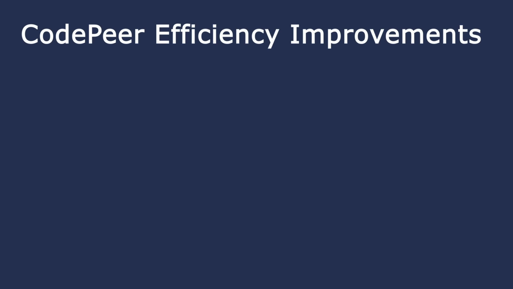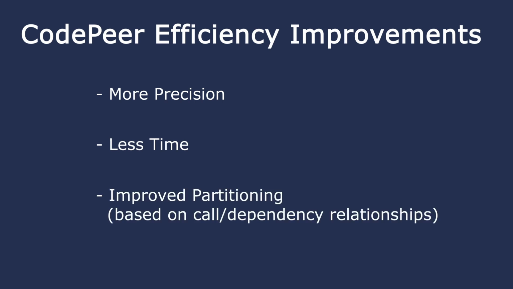CodePeer 19 ships with efficiency improvements as it performs its resource-intensive integrative analysis. It now yields more precision in less time. The partitioning algorithm is smarter now, whereas the previous algorithm simply worked based off an alphabetical list of file names. The new algorithm creates a call graph. It uses that call graph to group program units in a way that is much more relevant to the structure of your application. Because each CodePeer partition is based on units that depend on each other more, the analysis within each partition is now more thorough and more complete.